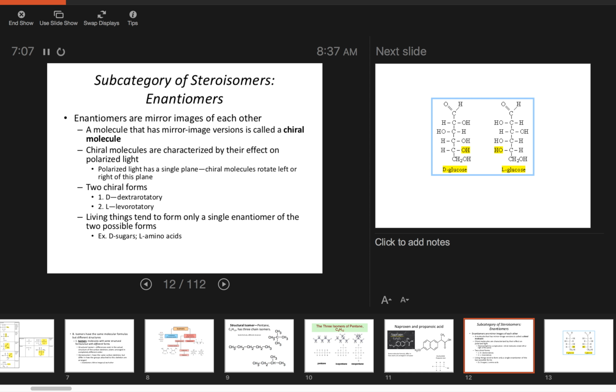So like D sugars come in two forms, left-handedness or right-handedness. And your body can only digest, I think it's the right-handedness. It doesn't digest the left-handedness. And the right hand is the dextro.